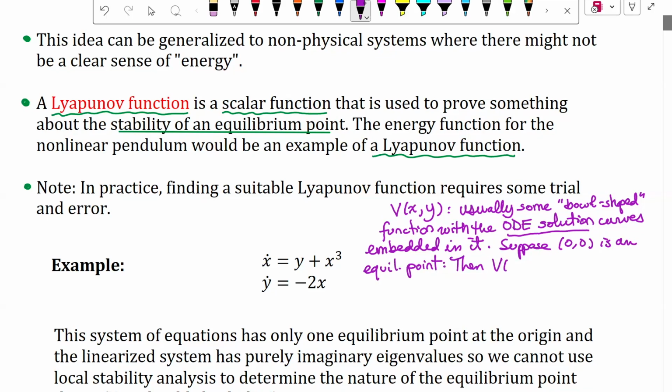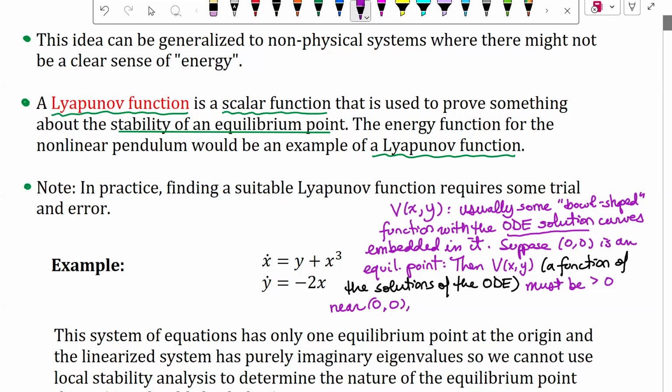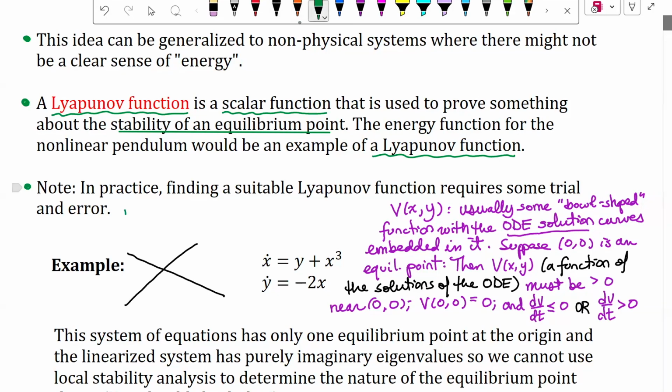V must be positive near the equilibrium point 0, 0. It must equal 0 right on the equilibrium point, and the time derivative of V itself must be either always negative or always positive. Why is that geometrically the case? Again, thinking in terms of our energy function, suppose we have any function V that is bowl-shaped with the solution trajectories embedded in it. Suppose that the solution trajectories are spiraling down toward the equilibrium point. We should be able to show then that the derivative of V is in fact negative.